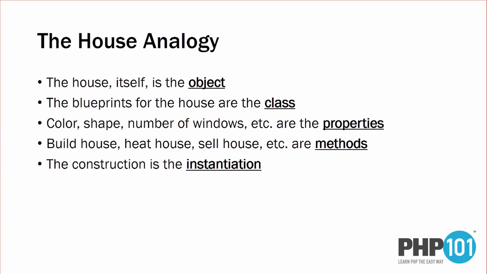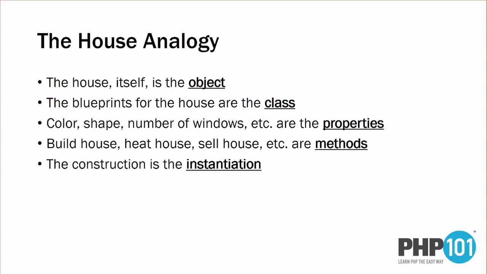The methods then are the actions that either the house can take or can be taken on the house. So building the house, heating the house, selling the house, taking a sledgehammer to the side of the house, whatever. Any sort of action related to this particular object are the methods. And then the actual construction is the instantiation. So instantiating a class and creating an object is the actual construction of the object from the blueprints. So you're building the house from the blueprints that you created in the class, and in the class you have different properties and methods that house can have.